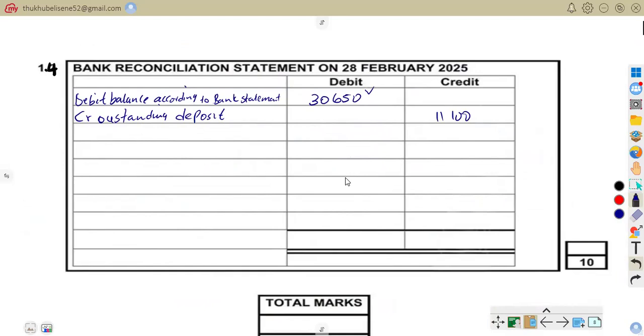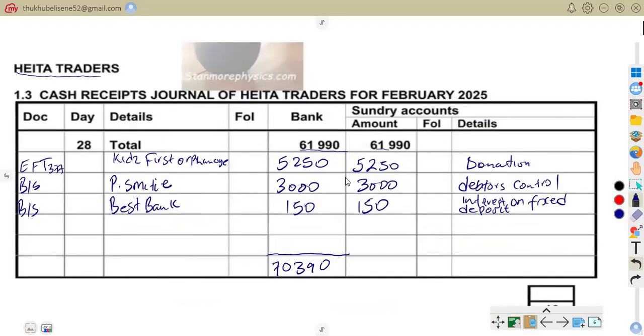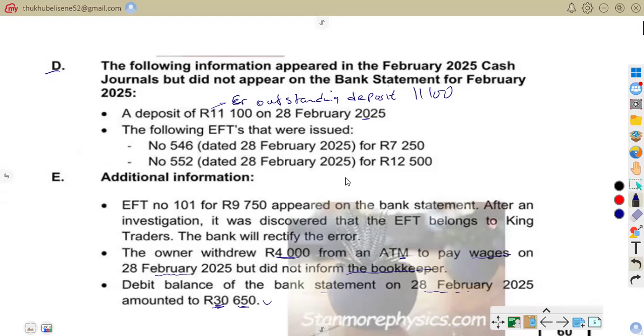So now we are to do debit outstanding electronic funds transfer. So we are going to look at the outstanding payments, the outstanding electronic funds transfers. So that is where we are now.